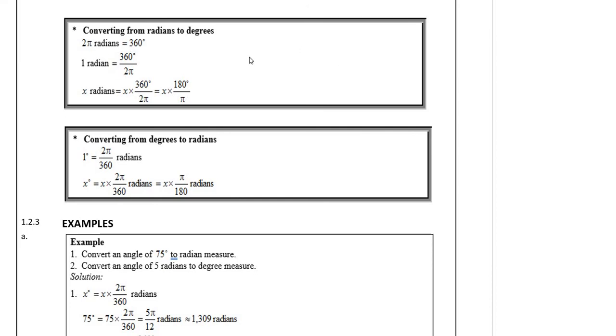I actually like to work with pi itself. So 2 pi will be 360 degrees. So 1 pi will be 180 degrees. Okay, who can tell me what will 90 degrees be?